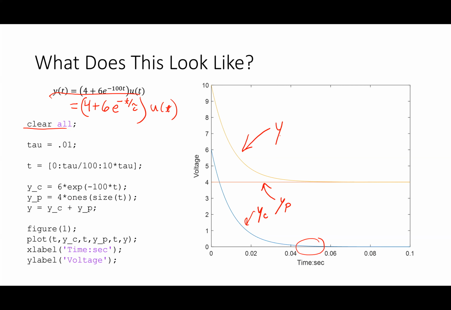All right. Important thing too, this is the first time I'm asking you to put multiple plots on a graph. Notice what I did here. I said t comma y sub c, t comma y sub p, t comma y. I always have to have the x vector.